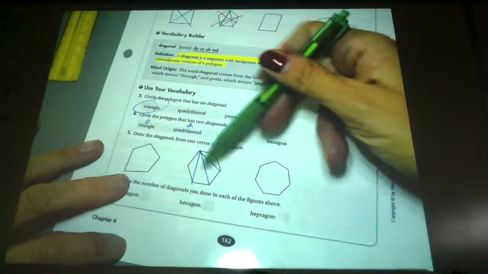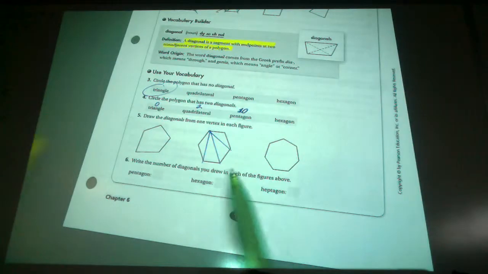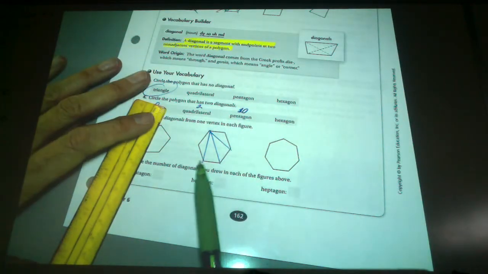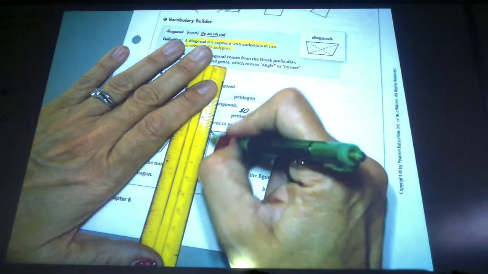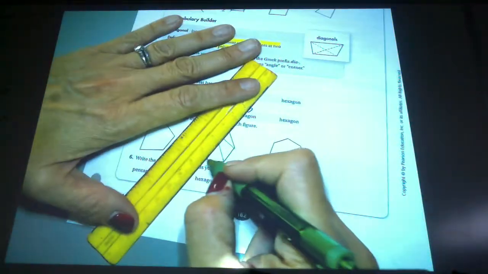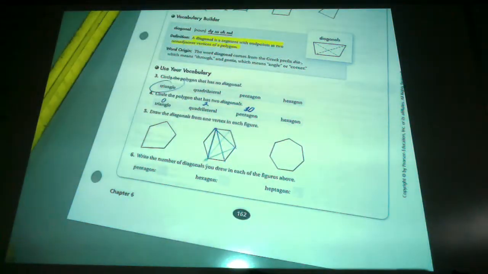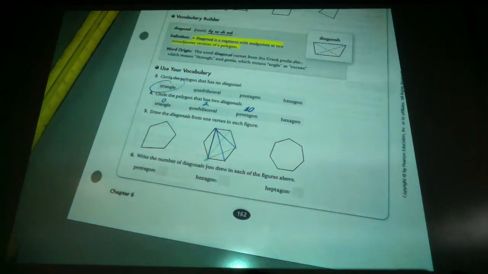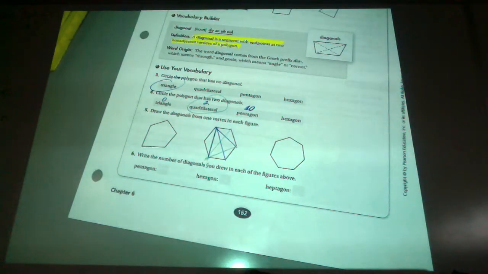And the hexagon is going to have the same problem. So I can get 3 from each vertex. But again, if I draw a diagonal from this vertex down here, there's one that's shared. So I really only created 2 more from that one. So the hexagon has more than 2. So your quadrilateral is the only one that has exactly 2.